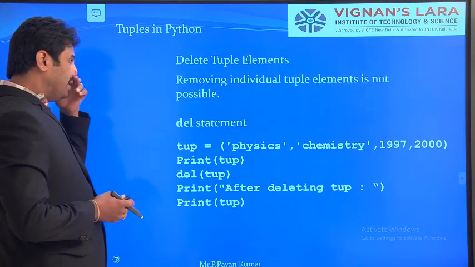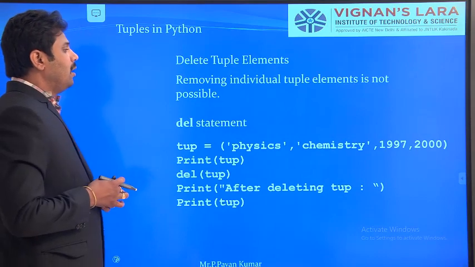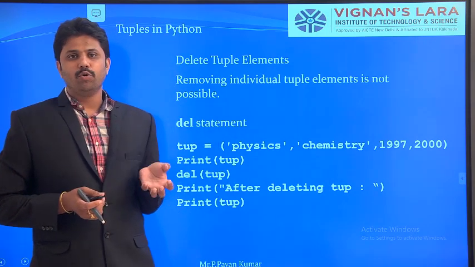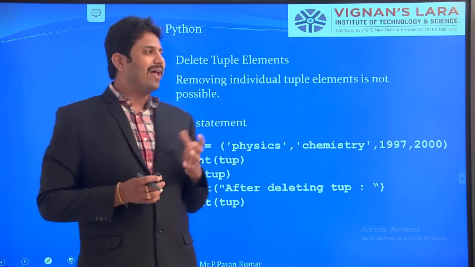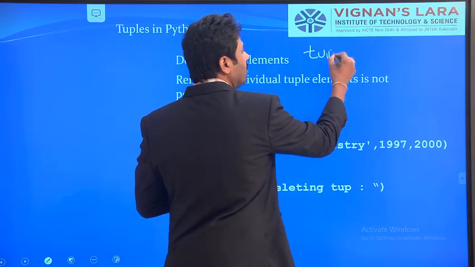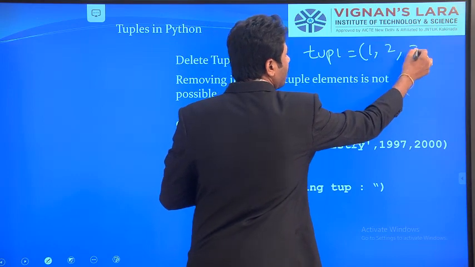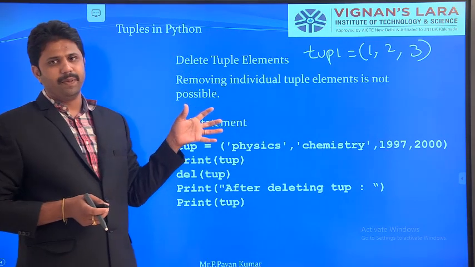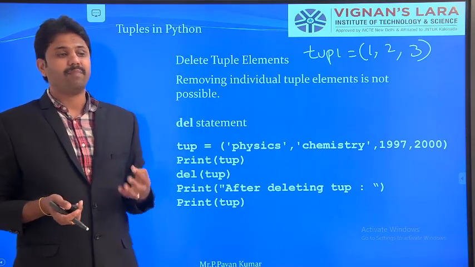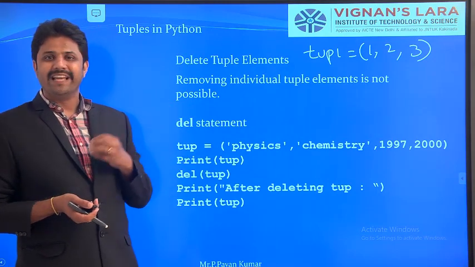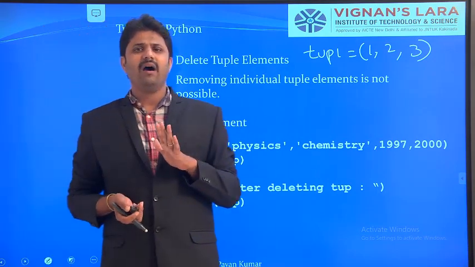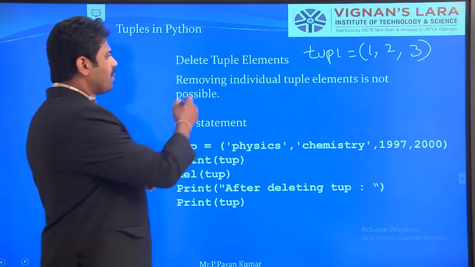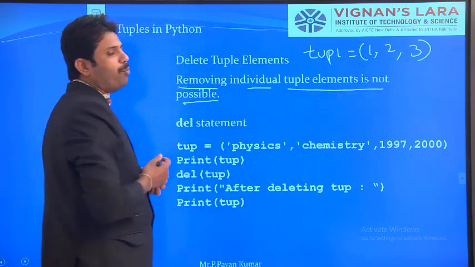Next one, delete tuple. We already discussed it. It's not possible to update, it's not possible to perform any changes in a tuple. Once I created a tuple, this tuple contains elements 1, 2, 3. Once you created the tuple, you can't perform any changes. That means you can't update, you can't delete, you can't perform any alterations in the tuple. For example, removing individual tuple elements is not possible.